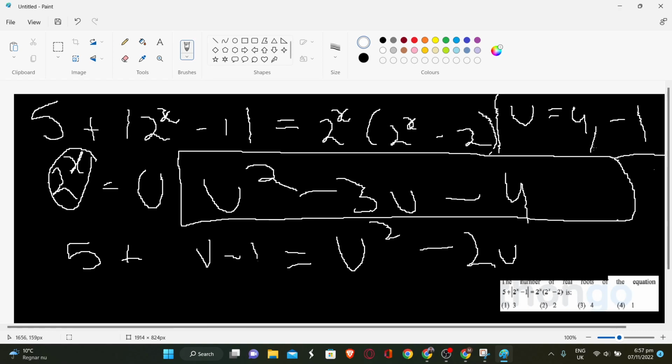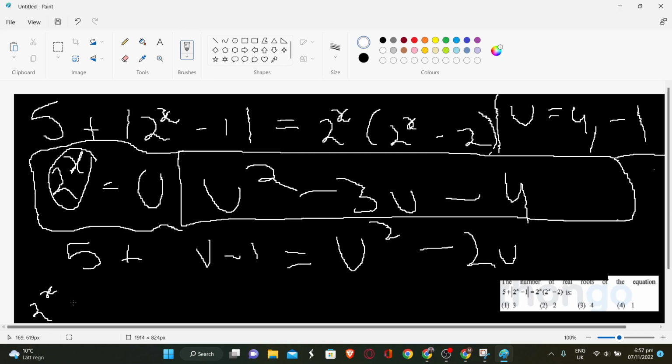Okay, so anyway, u is equal to 4 or minus 1. Let's get a few things clear. The question is asking us for the number of real roots. Real roots means for 2 to the power x, where x is a real number, because 2 to the power x is equal to u. I said that here, right? We have that condition. Is that clear? I hope so.